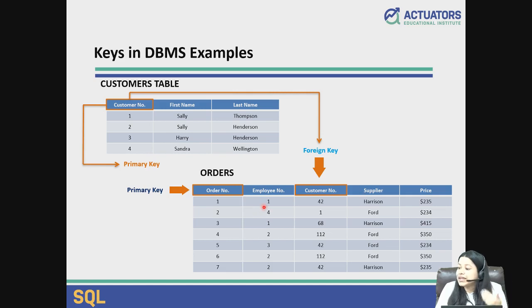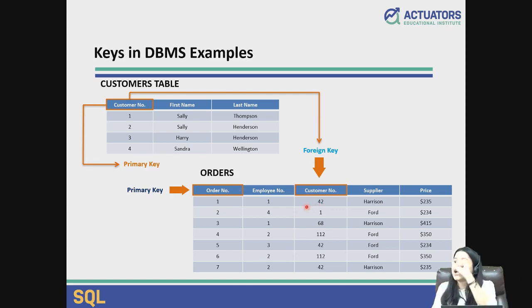Another thing which is very, very important is that if I delete any particular row from here, for example, I delete customer number 2 from my customers table, I want all the rows which are related to customer number 2 in the orders table to be deleted. Is it possible? Yes. Automatically it will be deleted. We'll see how we can do that in SQL. So that is why this is known as a foreign key.